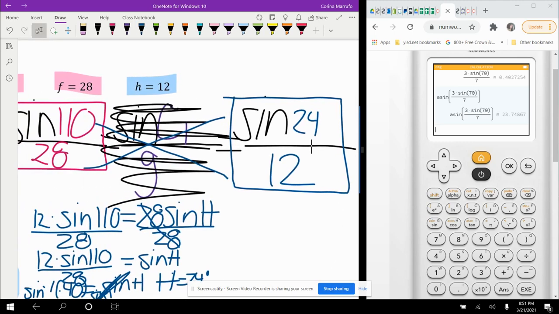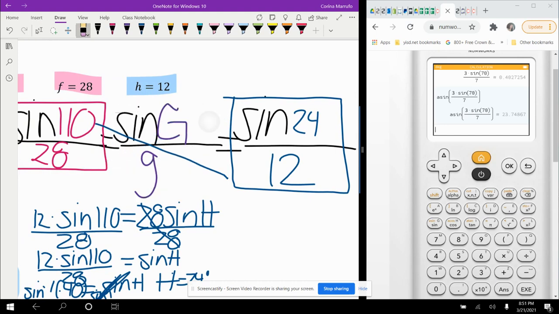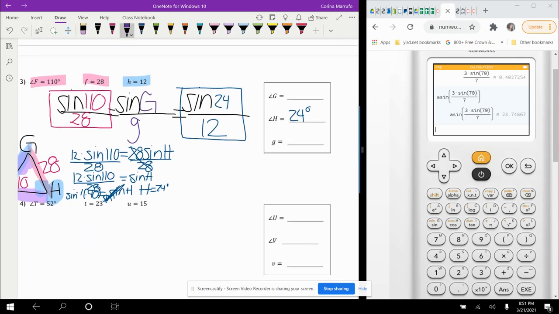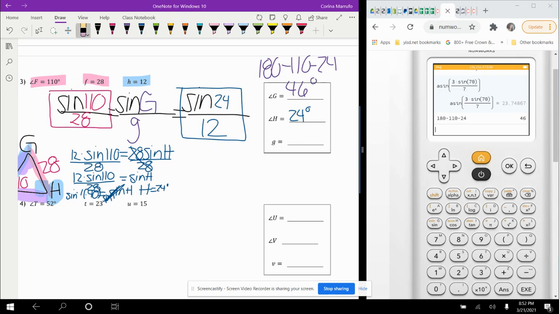All right, so now I'm going to go ahead and also erase this part that I had scratched out. Okay, now that we know two angles of the triangle, we can actually find angle G by taking the 180, subtracting the 110, and also subtracting the 24. So 180 minus 110 minus 24. That gives me 46. Okay, so here instead of G, I'm going to go ahead and fill that in with the 46.